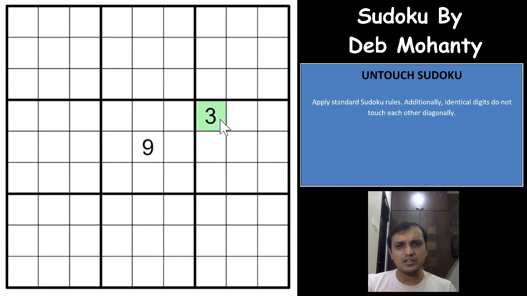Whenever you have a given digit in the middle cell of a 3 by 3 box, then these two digits won't have the same numbers, these two digits won't have the same numbers, these two digits won't have the same numbers, and these two digits as well, right?